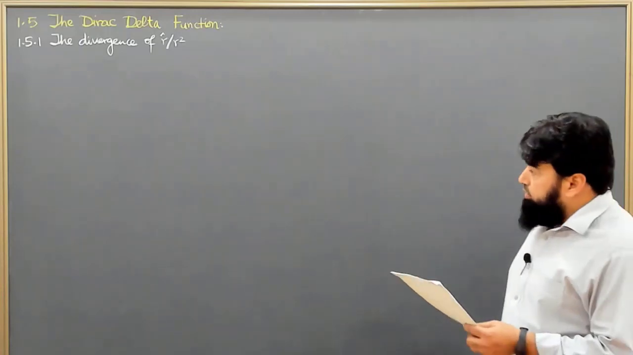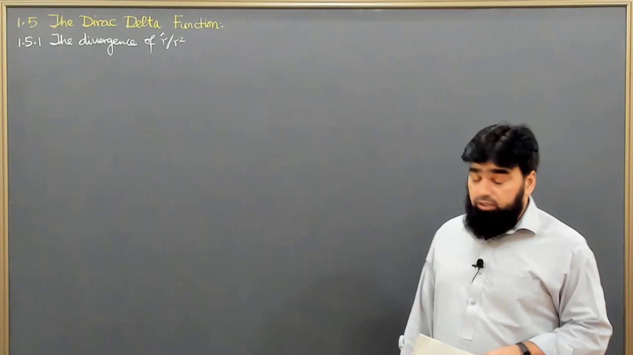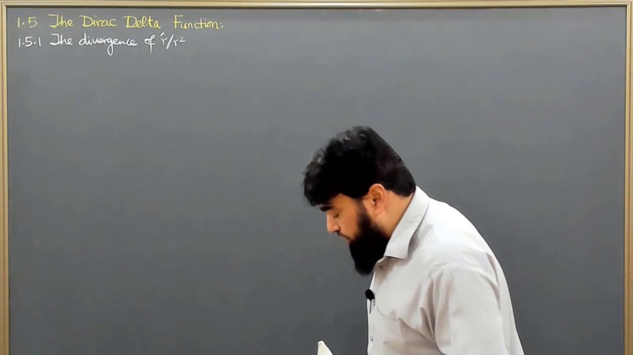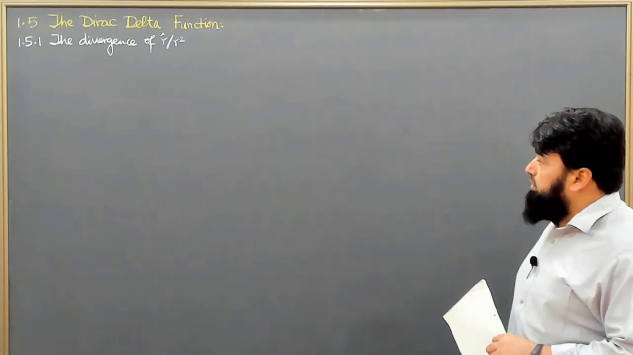In section 1.5, we will discuss the Dirac delta function, and then under section 1.5.1, we will discuss the divergence of 1 over r square in r unit vector. The very first thing that I will discuss here is the Dirac delta function.